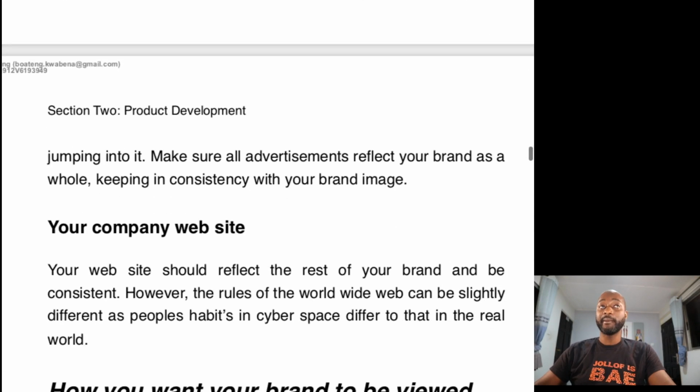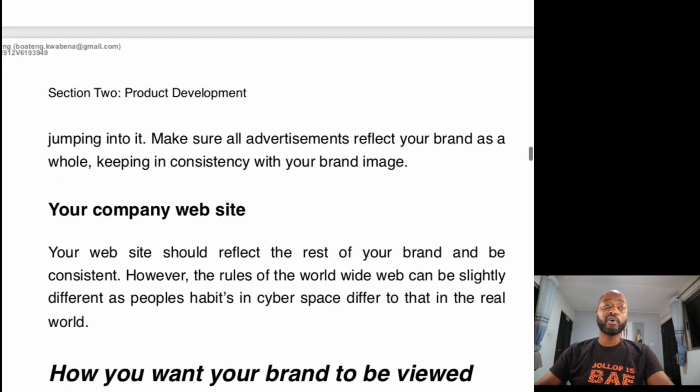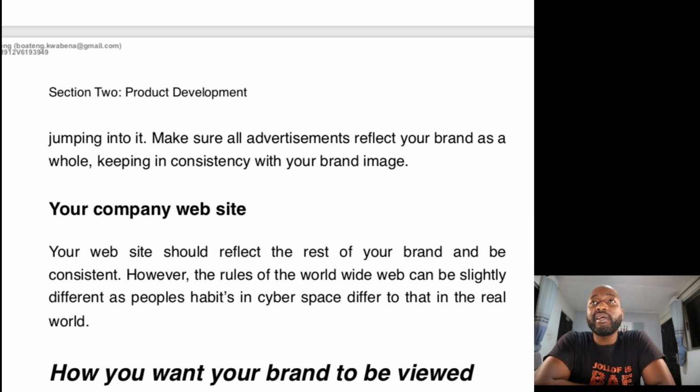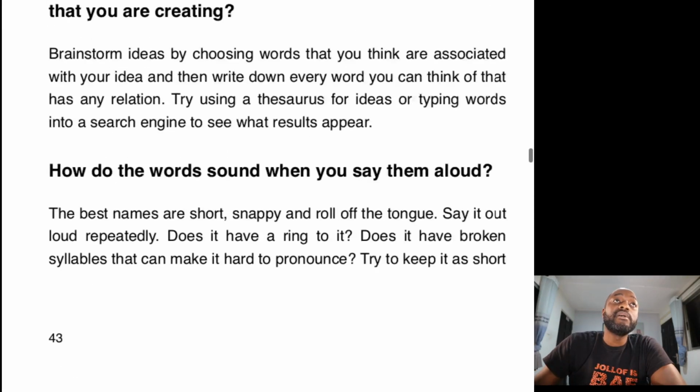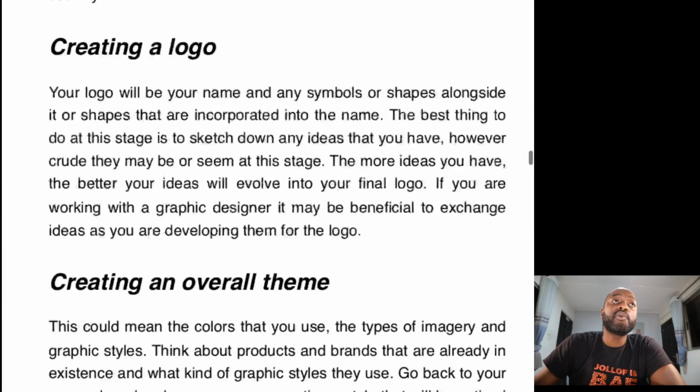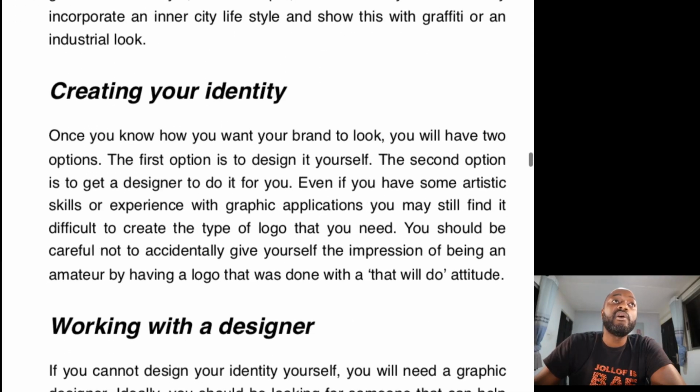Then your website, creating a good, strong website. I think maybe next week we're going to talk about digital marketing and websites and things of that nature, because I do that for my digital marketing agency. So we'll go through that, and that'll give you an idea of how to easily get your company online. How do you want your brand to be viewed? We spoke about that. All that stuff is in the notes. You can just get the notes.